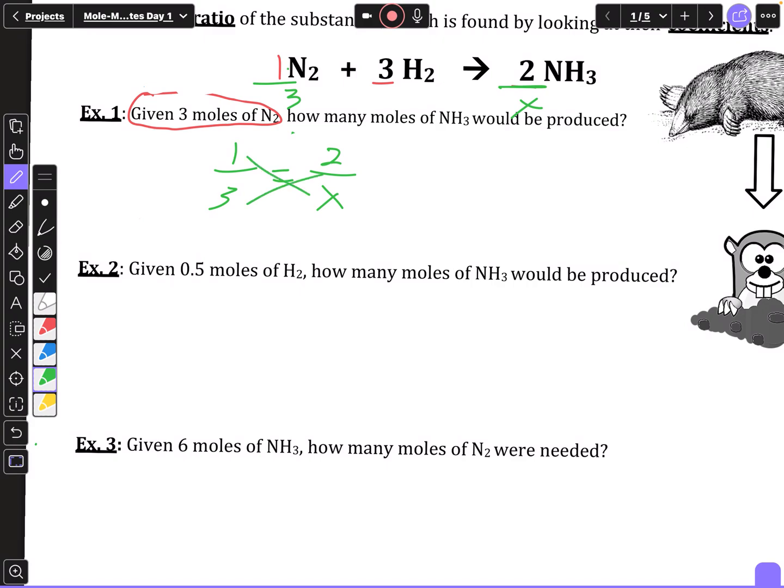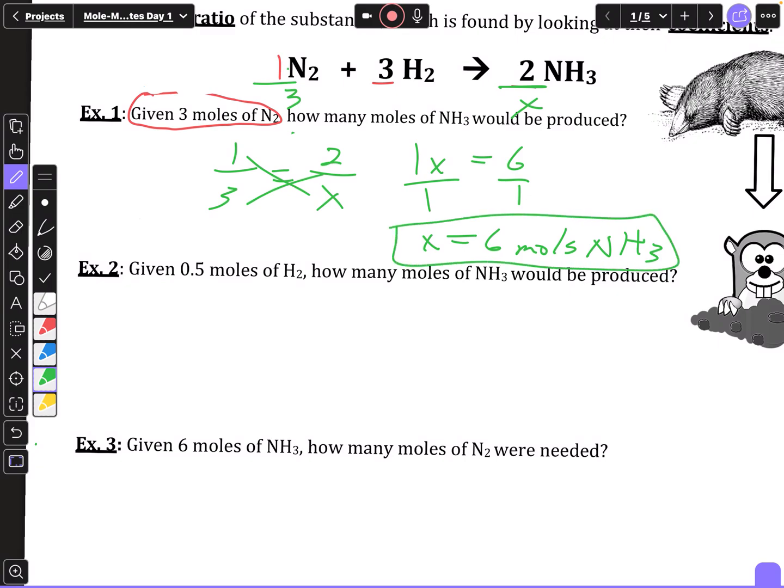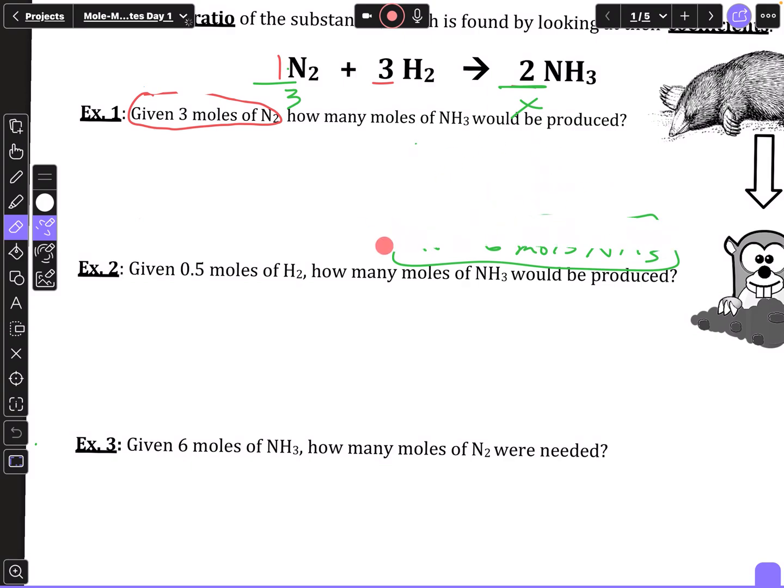Cross multiply, that equals 1X equals 6. And then divide both sides by 1. X is equal to 6. My units, I'm looking for moles of NH3. Either way you do these problems will give you the same answer. So I want you to do whatever is easiest for you, whatever you understand. So let's look at our next one.